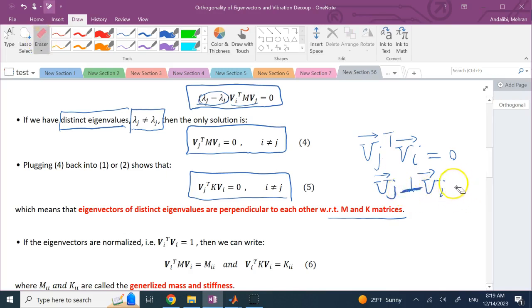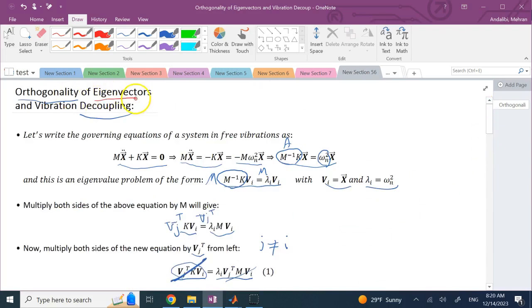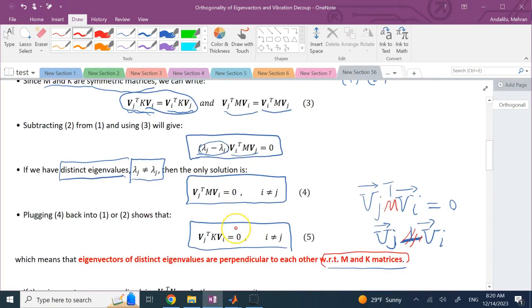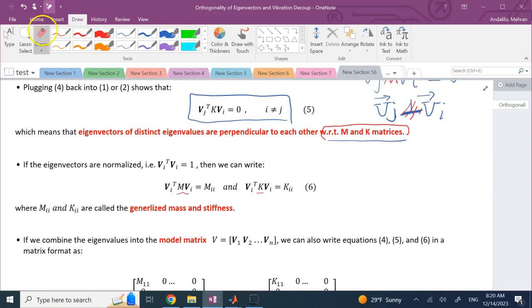But if there is a matrix in between and the result is 0, now we don't say Vj and Vi are perpendicular to each other, we say they are perpendicular to each other with respect to m or k. So when we talked about orthogonality of eigenvectors, it's with respect to m or k: if you pre and post multiply by m or k, then that result is 0. This is an important property. I'll show you how we use it. Let's take a look at the application.